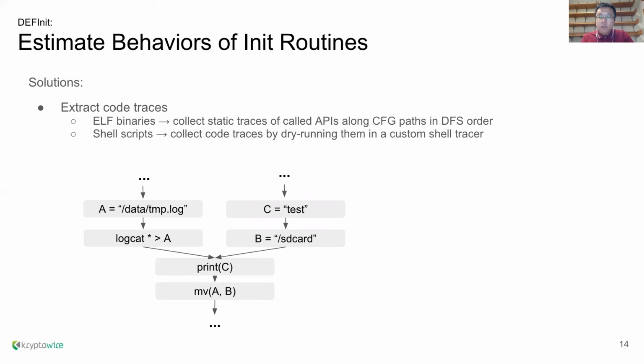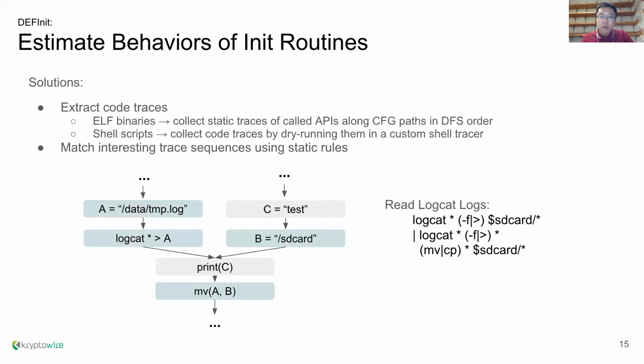For ELF binaries, we collect static traces of called APIs on the control flow graph in a depth-first order. For shell scripts, we developed a custom shell tracer to collect code traces. And this figure shows a simplified control flow graph. We could collect the highlighted nodes as the code traces following a group of predefined security-sensitive commands and APIs.